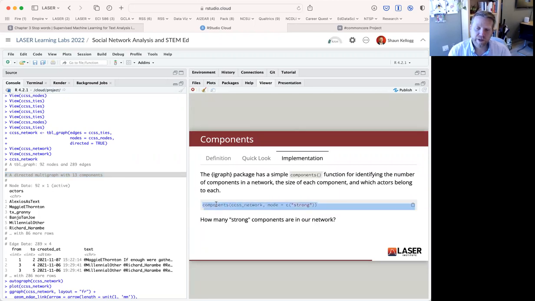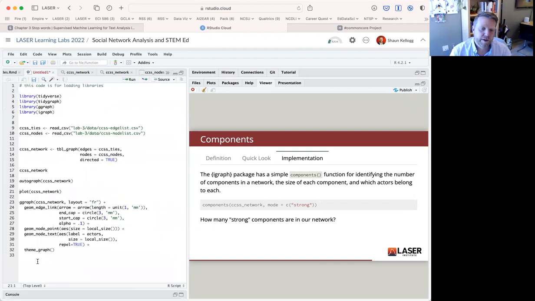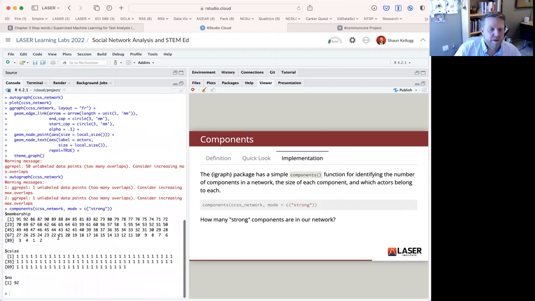Melinda, I was saying earlier, we can look at components and see whether those components are reciprocated or not. We can look at only those components where everybody's connected to each other in a reciprocated way. So I'm going to run this and see what happens. Let me run my script again, copy this onto my R script, and run this component analysis. Now we can see that we had 13 components before, and now we have 92 separate components.